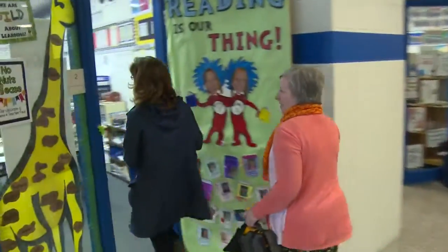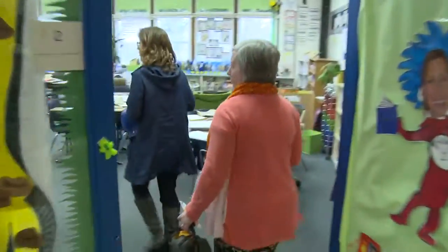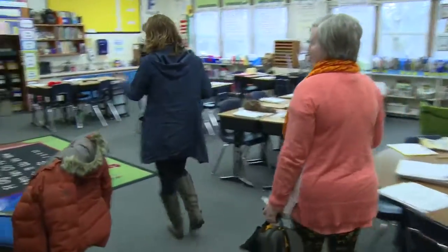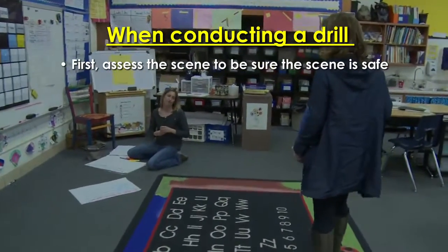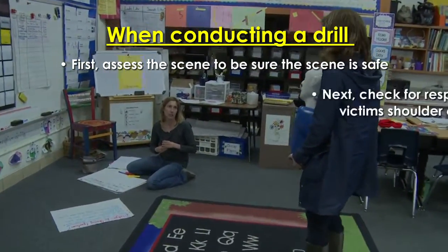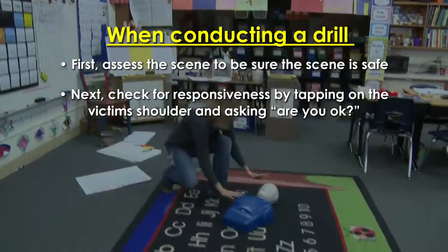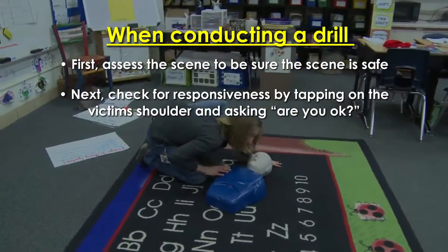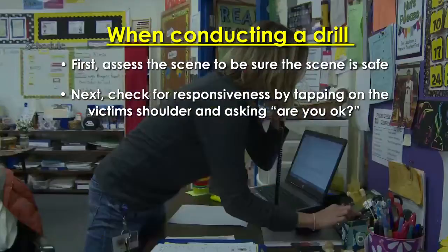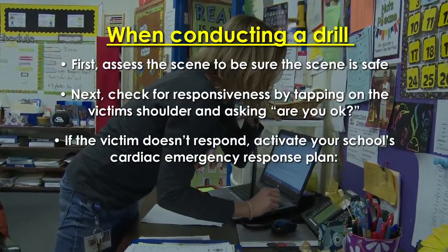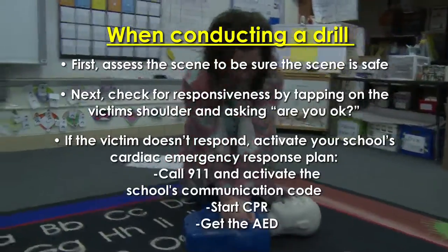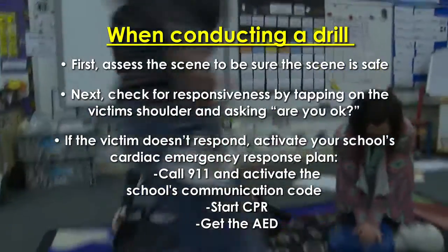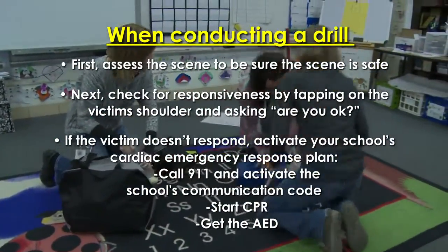When conducting a drill, it's important to carefully rehearse each step of the response just as if it were a real emergency. First, assess the scene to be sure the scene is safe. Next, check for responsiveness by tapping on the victim's shoulder and asking, "Are you okay?" If the victim doesn't respond, get help. Activate your school's cardiac emergency response. Call 911, start CPR, and get the AED immediately.